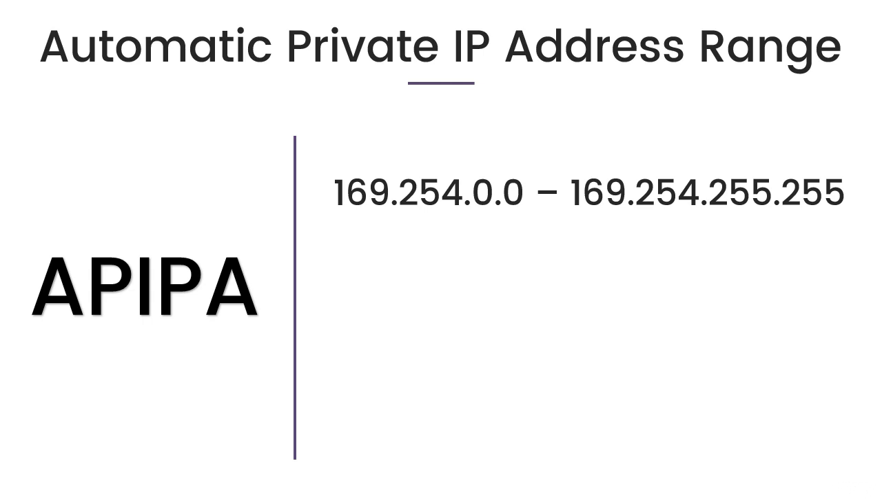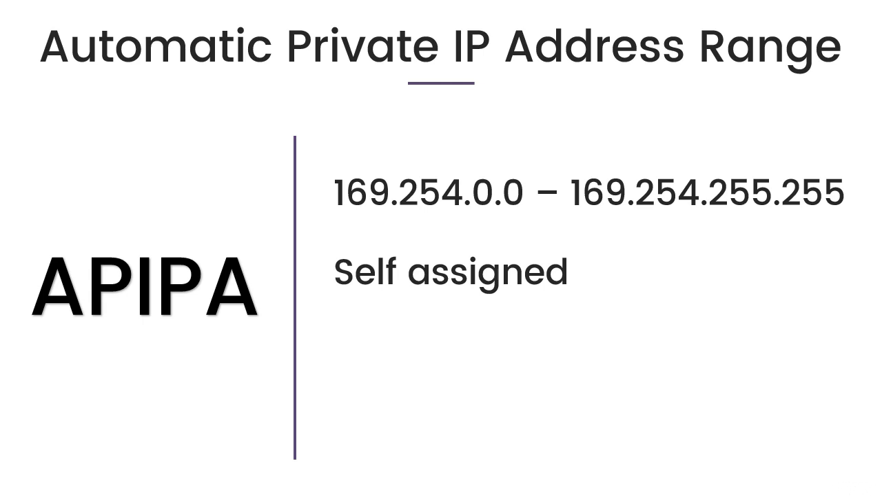It's not used on the Internet, but this is not a range that you intentionally use 9 times out of 10. This is a range of IP addresses that your system will automatically self-assign itself an IP address from when it can't get one from a DHCP server.